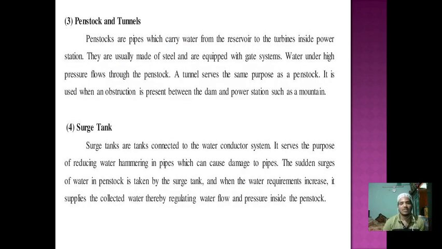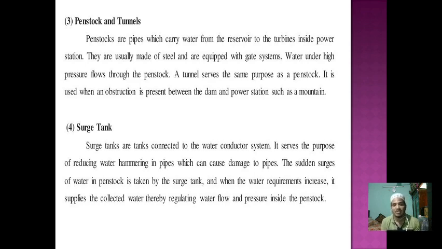Penstocks and tunnels. Penstocks are the pipes which carry the water from the reservoir to the turbine inside the power station. Through the penstocks or tunnels we supply that water to the turbine, and the turbine runs and produces the electricity.